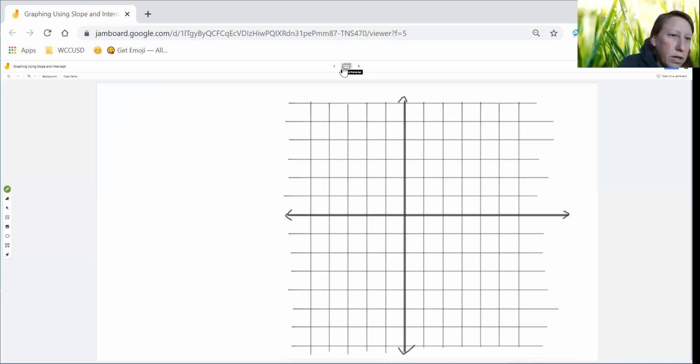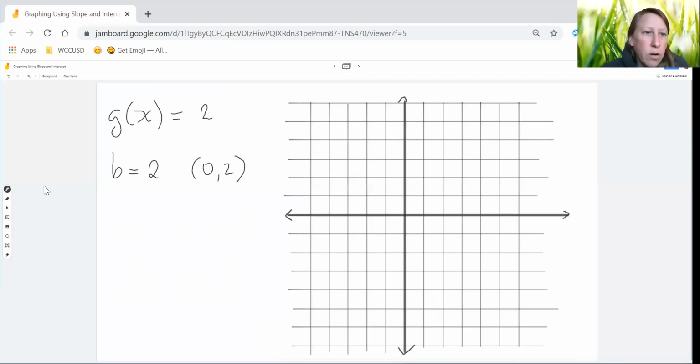Should we do another one of the tricky ones? Let's do g of x is 2. Okay, this is one of the tricky ones. B is 2. So that is the point 0, 2. I'm going to go on the graph and find 2. This is the y-axis. This is the y-intercept. The x value is 0. The y value is 2. So I'm going to begin by putting a point on the y-axis where 2 is.